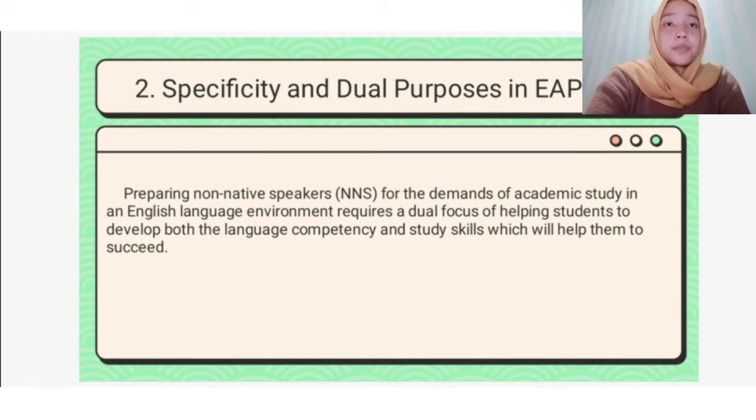The English language environment requires a dual focus of helping students to develop both language competency and study skills, which will help them to succeed. Hyland and Hamp-Lyons refer to this duality as general English and study skills, which includes tasks such as listening to lectures, giving presentations, and academic writing.